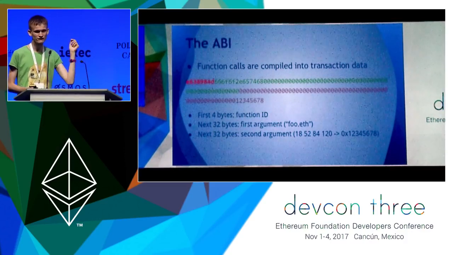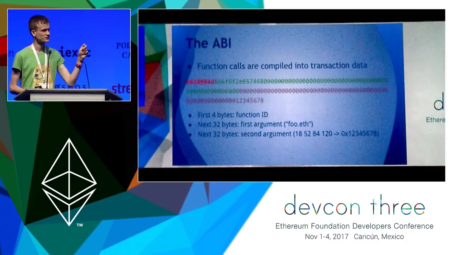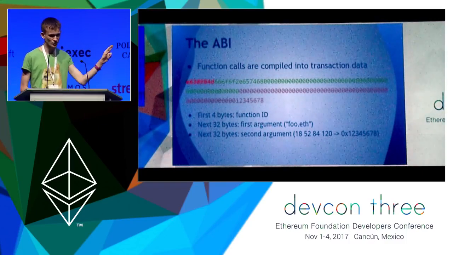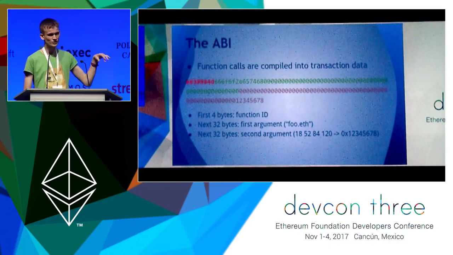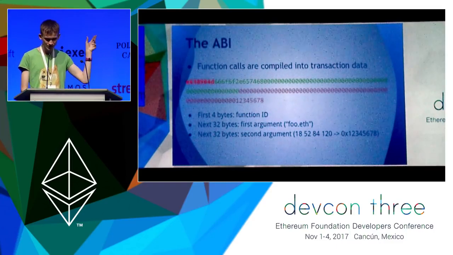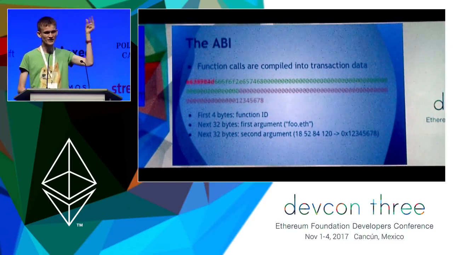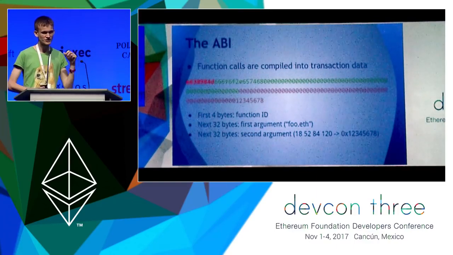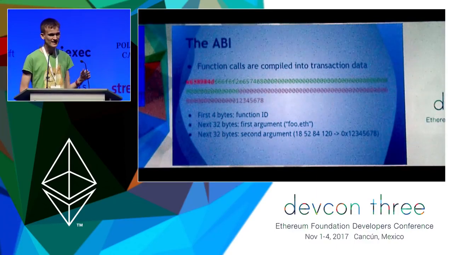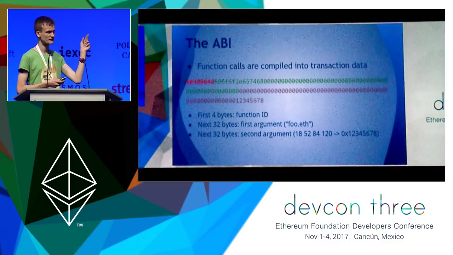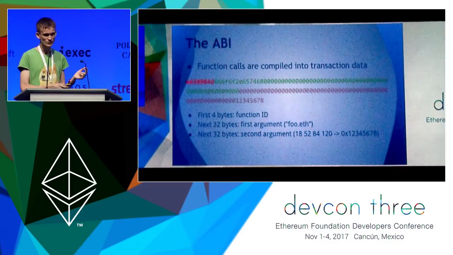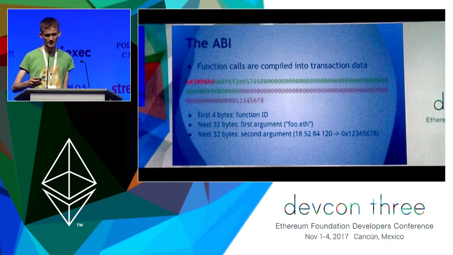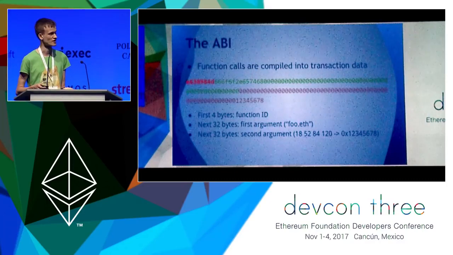So you have 4 bytes for a function ID, you have 32 bytes for one argument, 32 bytes for another argument, and if you try to call a function of a contract, then your client would create this transaction and broadcast the transaction to the network, and the contract's code has the ability to read the transaction data, and it interprets the first 4 bytes of the transaction data as which function is getting called, and the other bytes as, well, what the arguments are. So that's basically how function calling works in a nutshell.